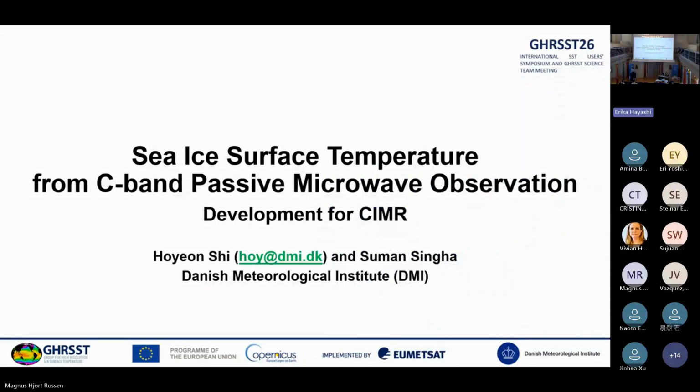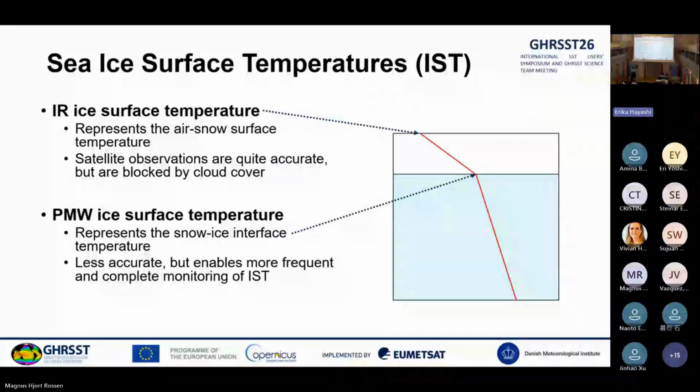Today I'm going to talk about the sea ice surface temperature from C-band passive microwave observation. My colleague Suman contributed to this work, and I should also mention that Emmy, Ida, Pia, and Jakob also contributed to this project together.